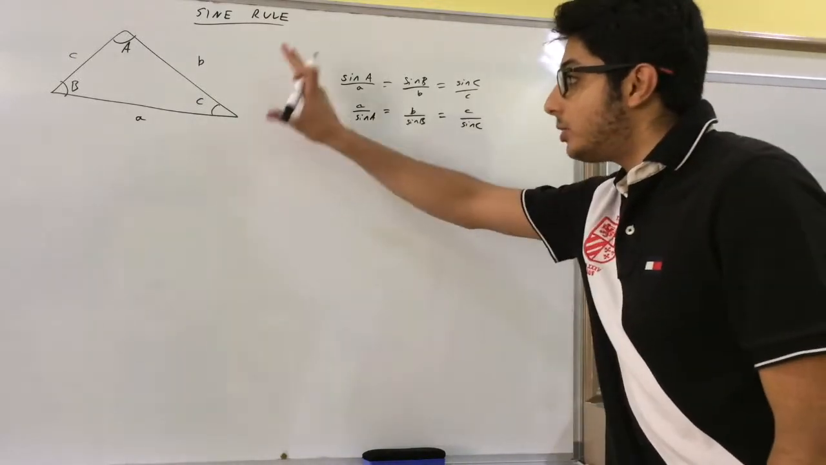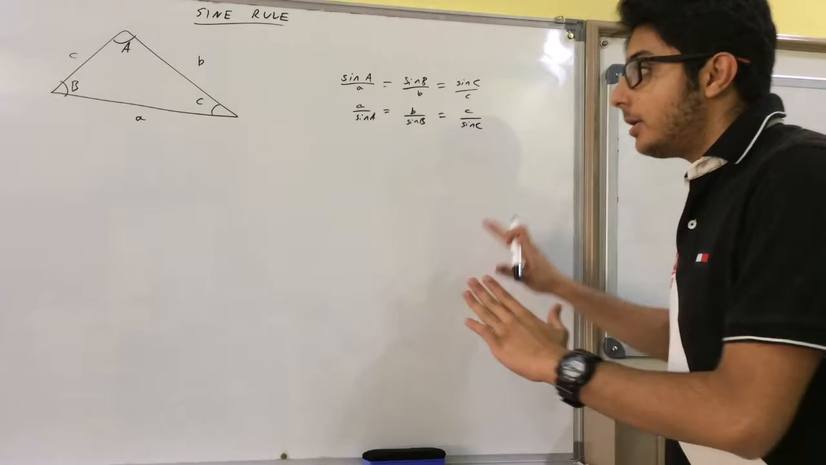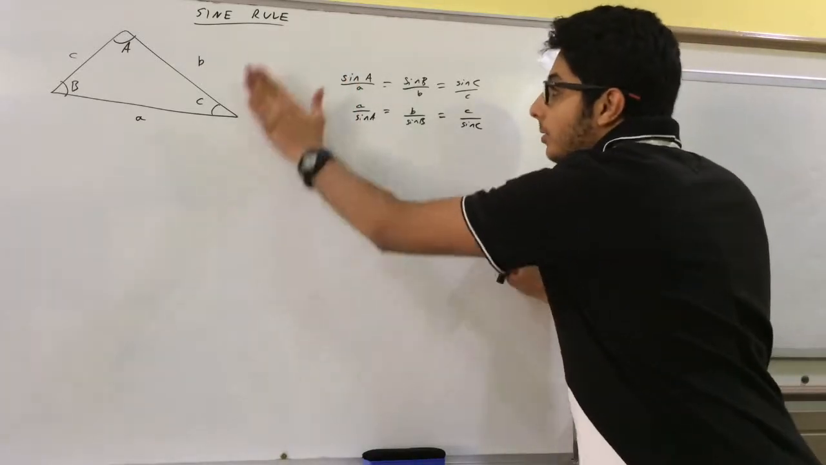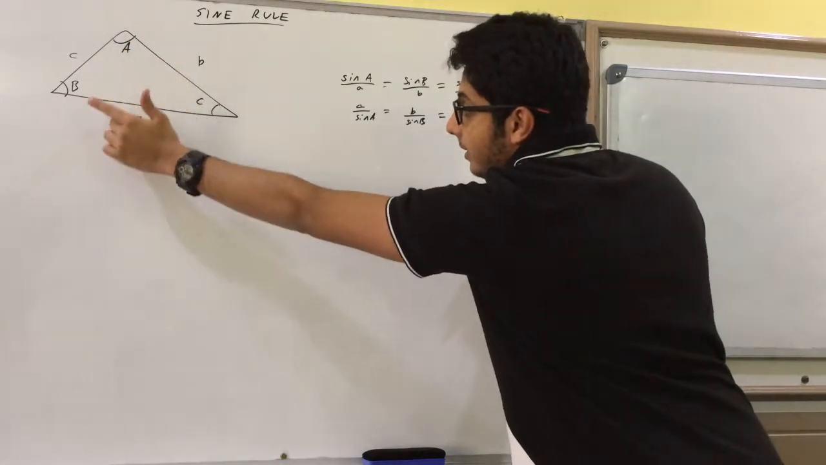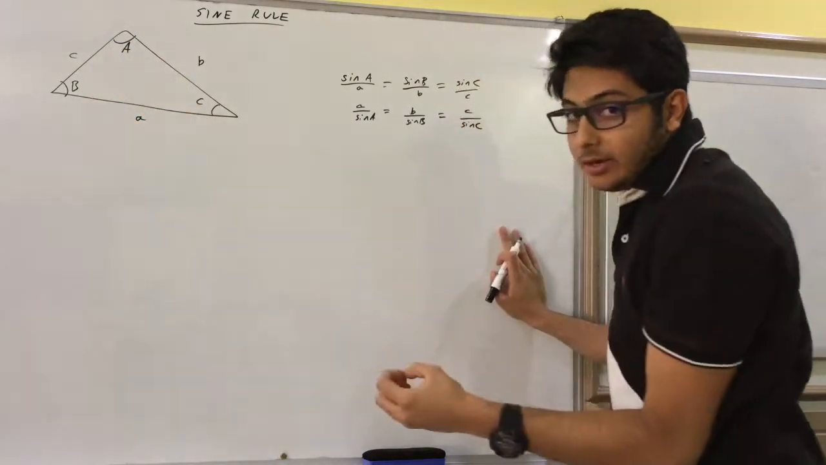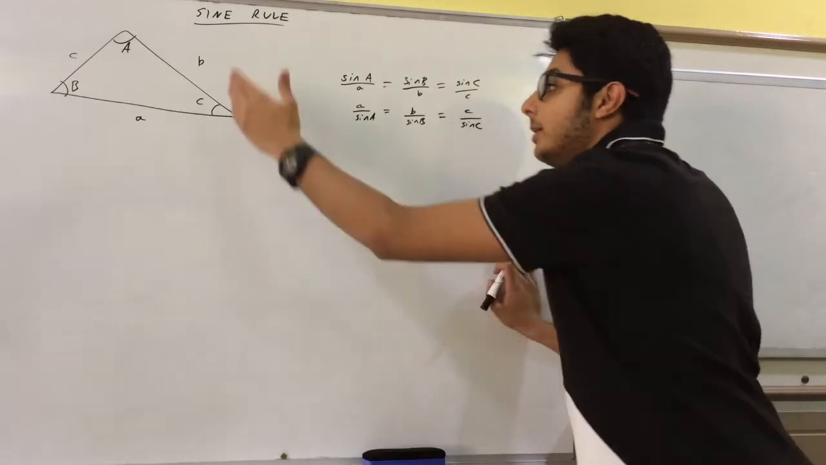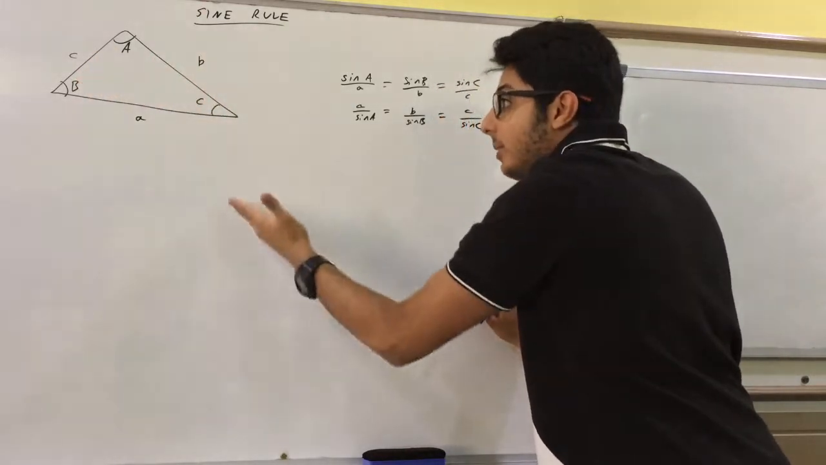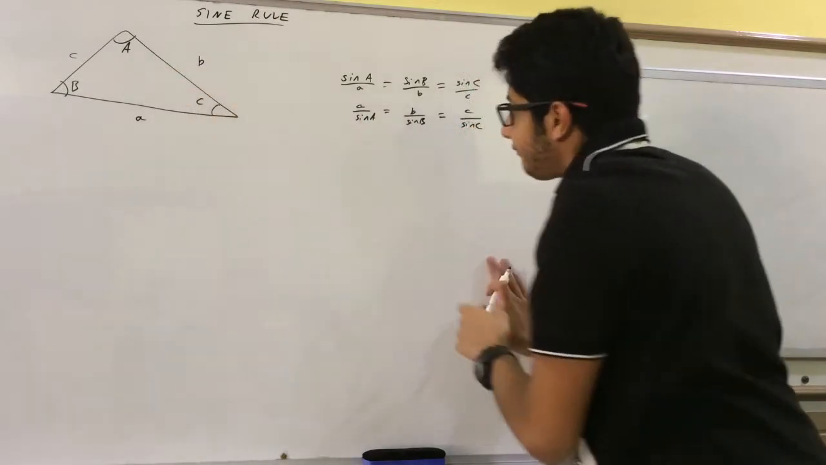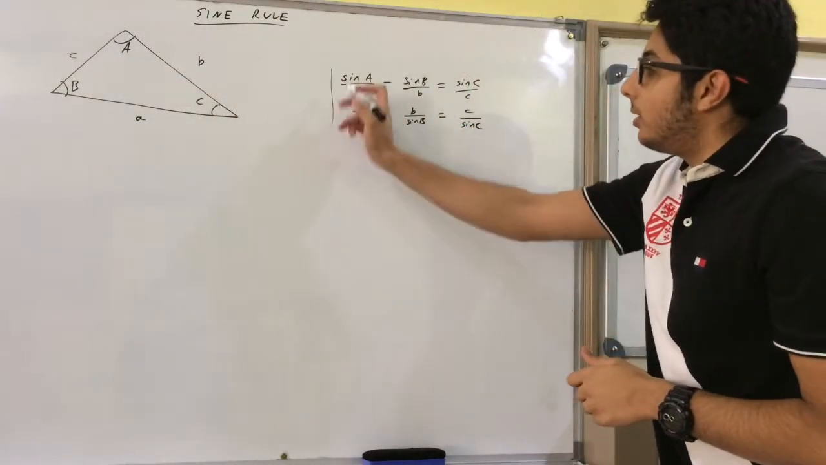Okay, so here we have a triangle. Any triangle, doesn't matter. Any triangle this rule applies to. So let's call that angle A, and the opposite side of that angle will be side A. This is angle B, the opposite side, we'll call that side B. Same thing with C. So this is the rule.